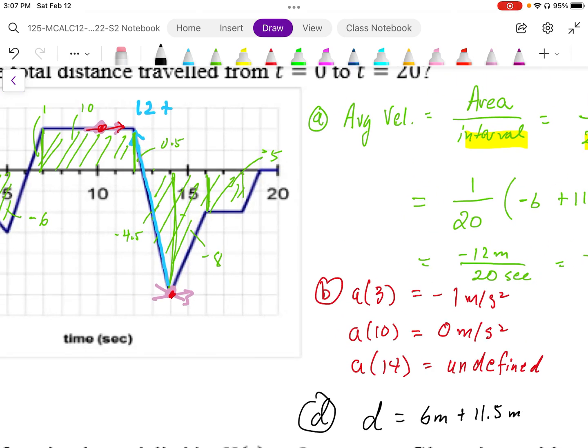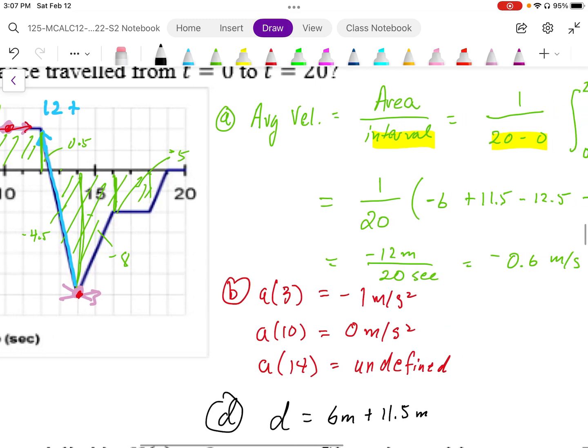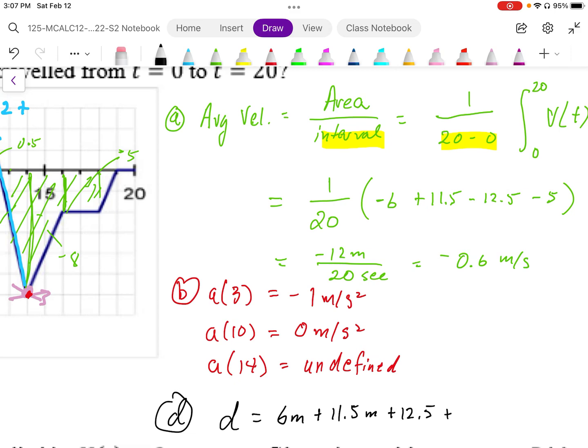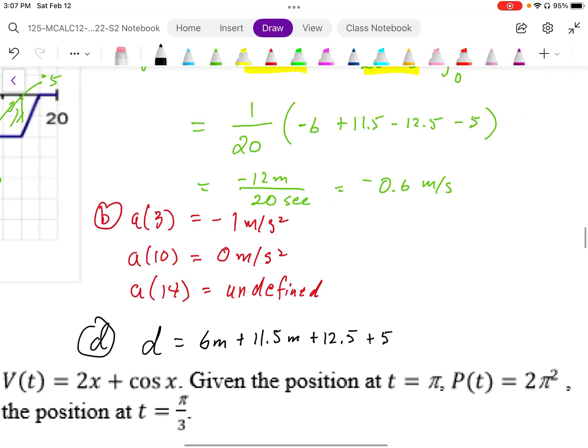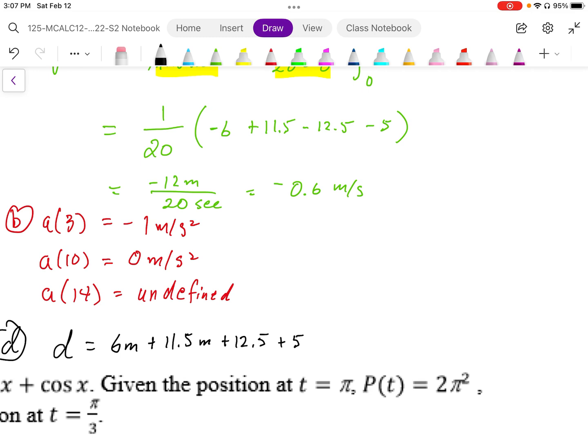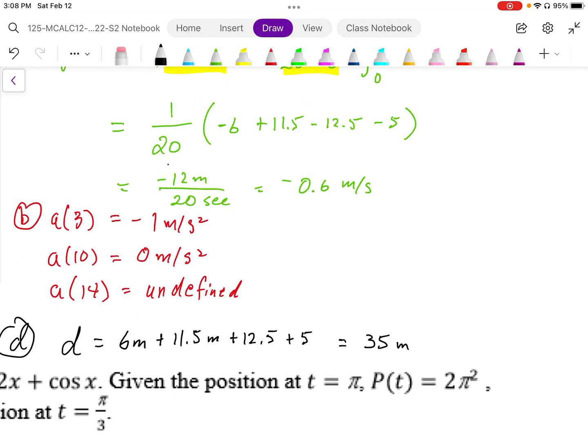In the next part there, we have negative 12.5, but we're going to count that as distance, so it's going to be plus 12.5. And then the last section there is negative 5, but we're going to count that as distance of plus 5. Adding this all together, we end up with 24, 30, and 35. So it's 35 meters of distance traveled with a displacement of negative 12 meters. There's our displacement. This is the distance.